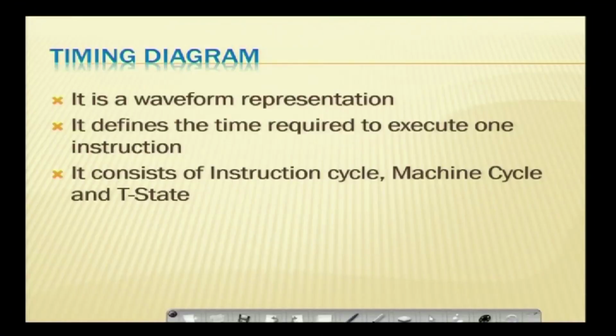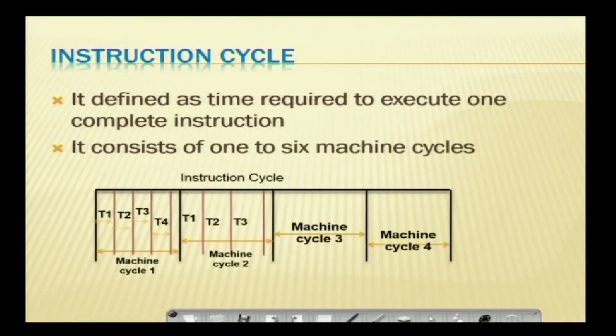The waveform is continuous clock pulses. The time required to complete one instruction is defined by the timing diagram. The timing diagram consists of the instruction cycle, machine cycle and T state. The instruction cycle is defined as the time required to complete one instruction. It consists of a number of machine cycles, a minimum of 1 and a maximum of 6.